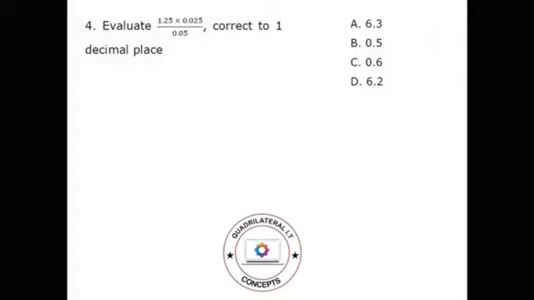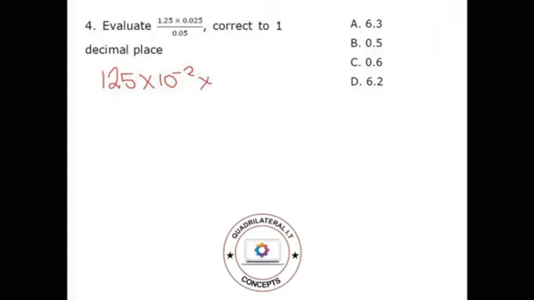Question number 4 says we should evaluate 1.25 multiplied by 0.025 divided by 0.05, and correct it to one decimal place. Now, one of the things we need to do here is to express our numbers in standard form, or as whole numbers. So 1.25, if expressed in standard form, will be 125 times 10 raised to the power of, we count 1, 2, moving forward, and that will be negative, so that's minus 2.